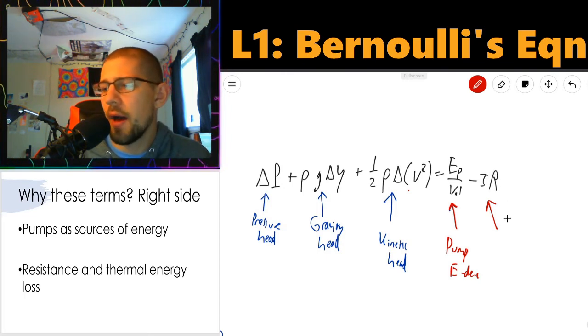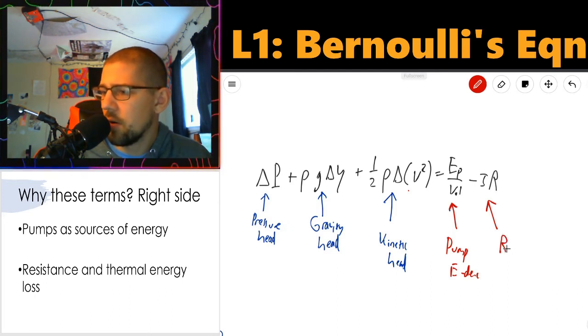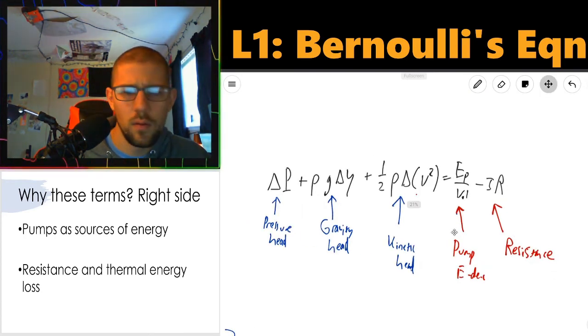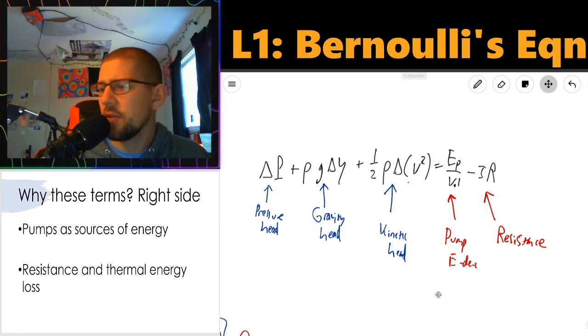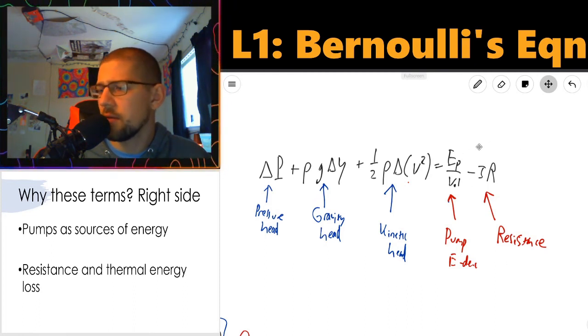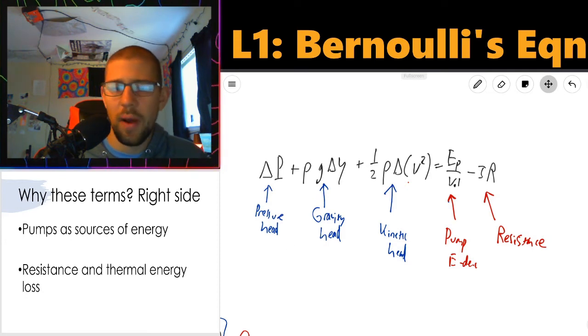So, for example, if you have a rough pipe or a fluid that has a lot of internal friction, then you might have some resistance. You might have some energy lost as heat. So this is a resistance term. Okay. So pumps, again, act as sources of energy density, and resistance acts as a loss of energy density in the form of heat. Maybe it escapes through the walls of the pipe.